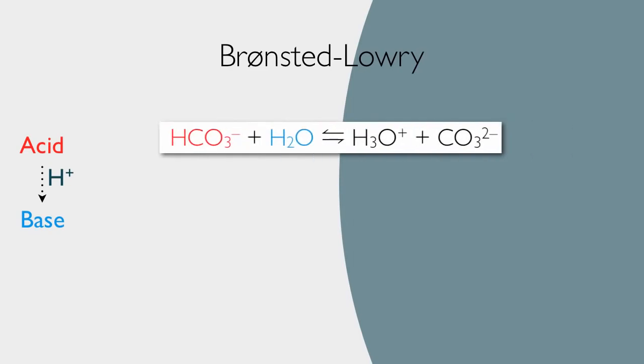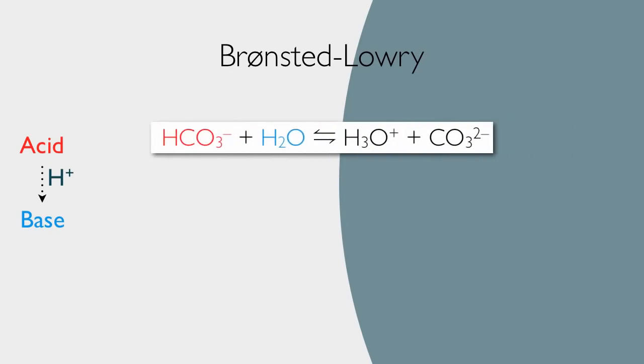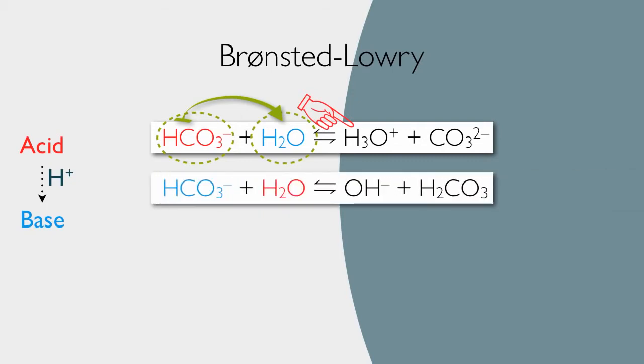Now consider this example. Here we have bicarbonate reacting with water. The bicarbonate is the acid, and it's going to pass a proton to the water, which will act as the base. There's the extra proton on the water, which is now hydronium ion. Now look at this example. Here we have the exact same reactants, but now the water is acting like an acid and is going to pass a proton to the bicarbonate, which will therefore be a base. And there's the bicarbonate with its extra proton.